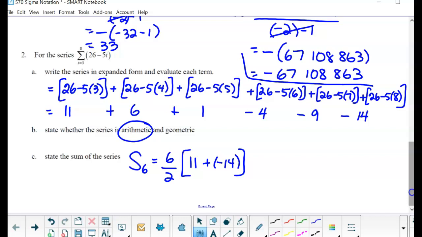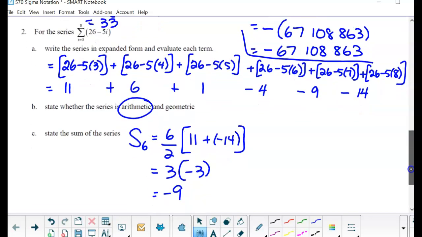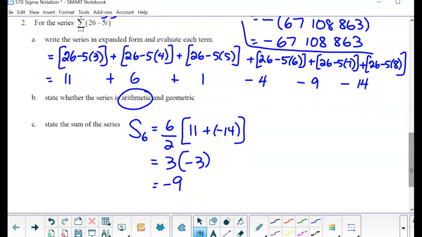Okay, now, again, there's only 6 terms, so we could do that in our head. 11 plus 6 is 17, plus 1 is 18, minus 4 is 14, minus 9, well, 14 minus 14 is 0, minus 9 is negative 9. So let's see if we get negative 9 here. And we do. Now, if we didn't have a last term and we had to figure out what it is, I would use the other formula. But either one, it doesn't matter.